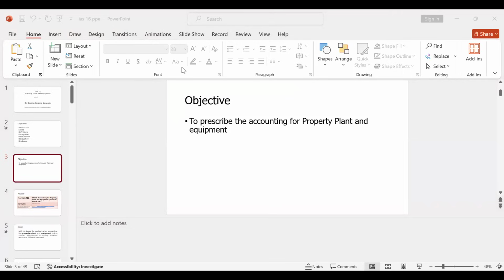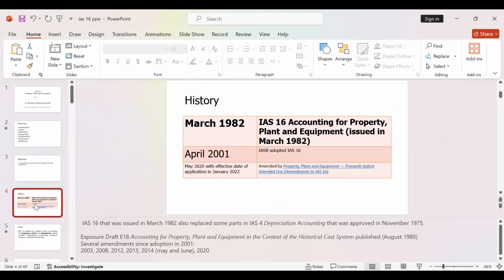All right. So, brief history of this standard. This standard was established way back in March 1982. It was called IAS 16, Accounting for Property, Plant and Equipment. So way back in 1982. And this standard was actually established to replace some parts of IAS 4, Depreciation Accounting. Okay, that was approved way back in 1975. So the one that was established in 1982 replaced the one in 1975.